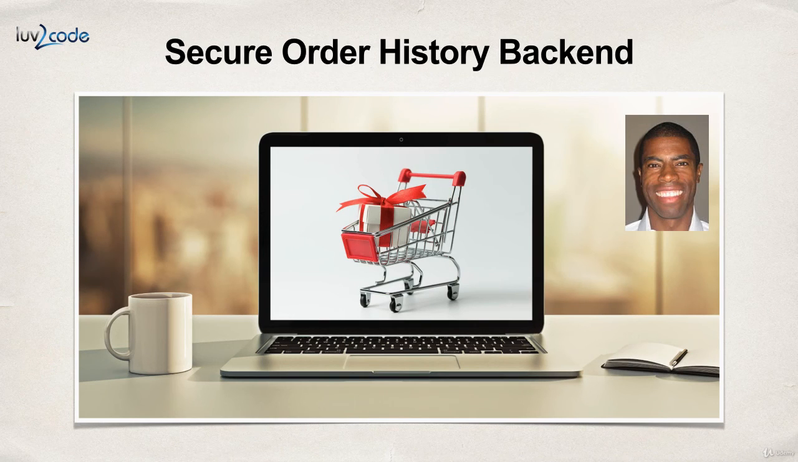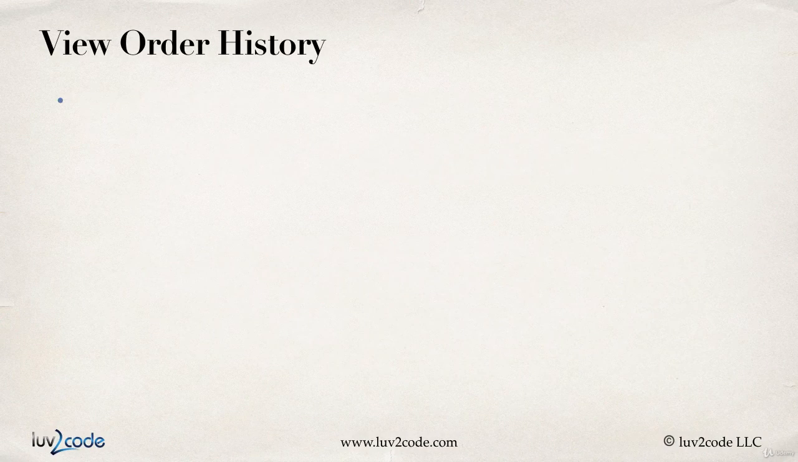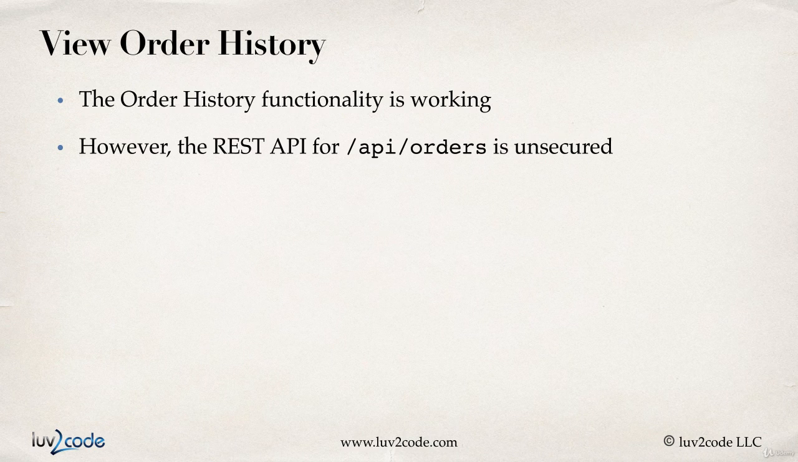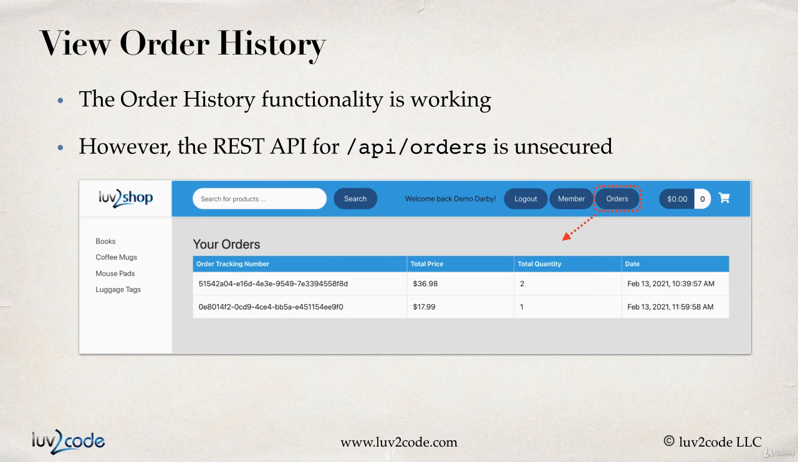In this video, we're going to secure the order history backend. So the order history functionality is working. However, the REST API on the backend /API/orders is unsecured. All right, so we have the front end stuff in place, but the actual backend REST API is wide open. Anybody can access that backend API.